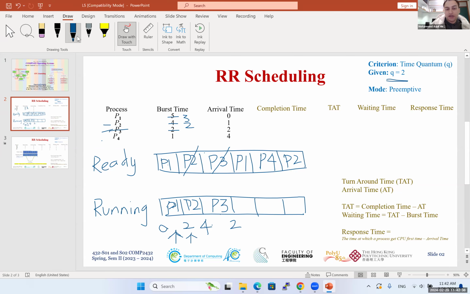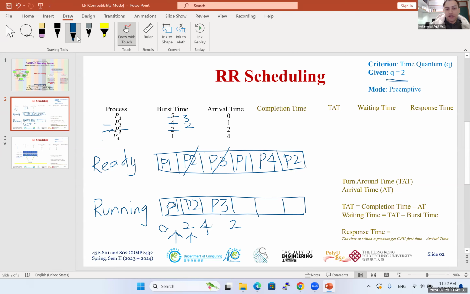After that, in the queue, you have P1. So we write P1 here and execute it for 2 units of cycle. P1 is executed for 2 units, or 2 seconds, so 1 second is still remaining. And after that, you have P4.